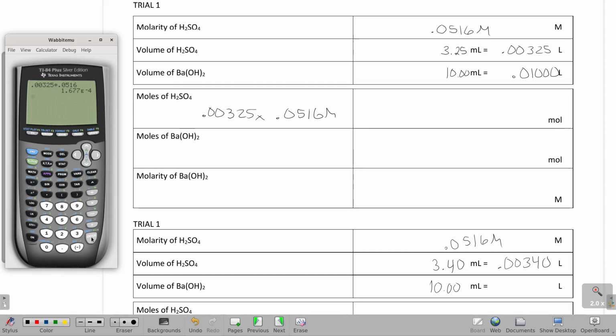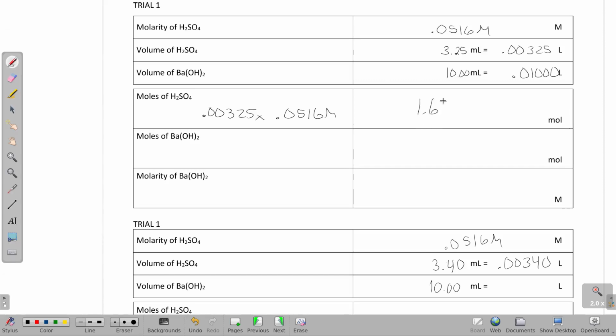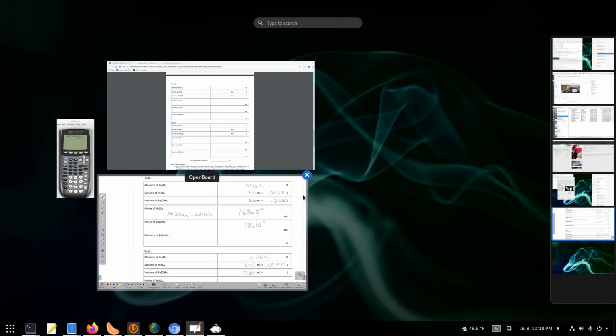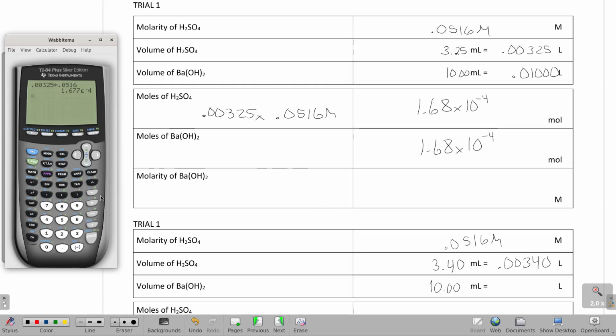And in this case, we have 0.000 or 1.677. I only have 3 digits, so 1.68 times 10 to the negative 4th. Now because this was a neutralization reaction, our balanced equation showed it was every 1 H2SO4 there would be 1 barium hydroxide neutralized. So these moles are the exact same thing. And then to get our molarity, we're just going to divide that by our volume in liters, by this volume, 0.01. And we get that the molarity is 0.0168.